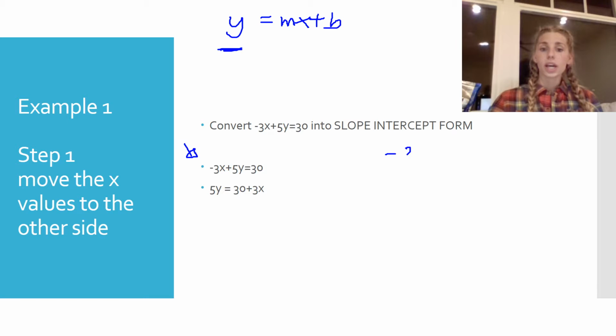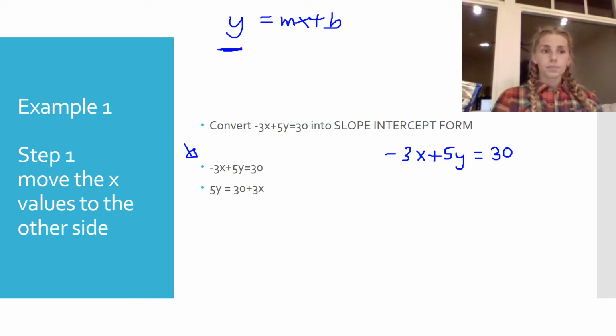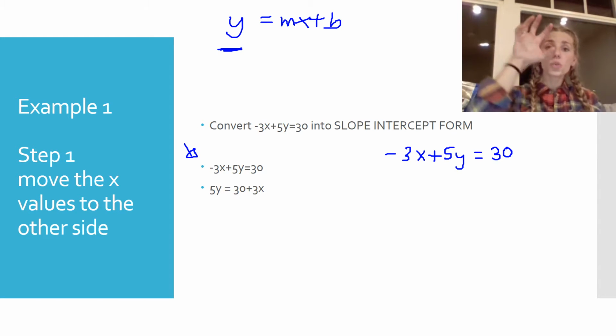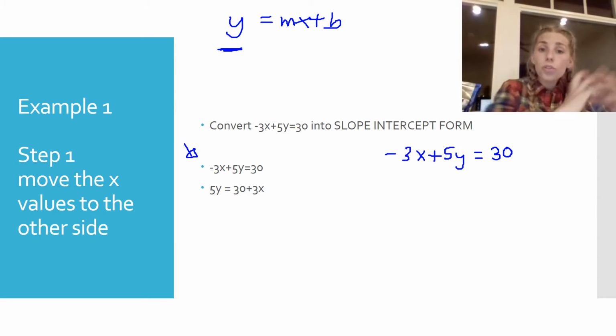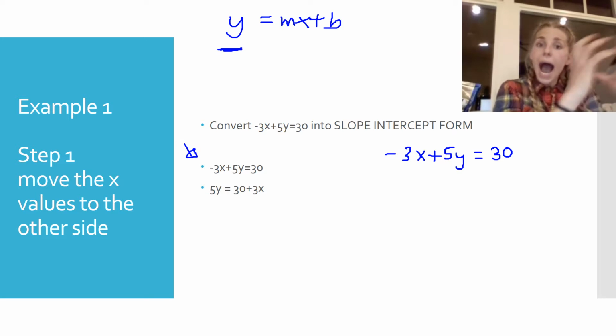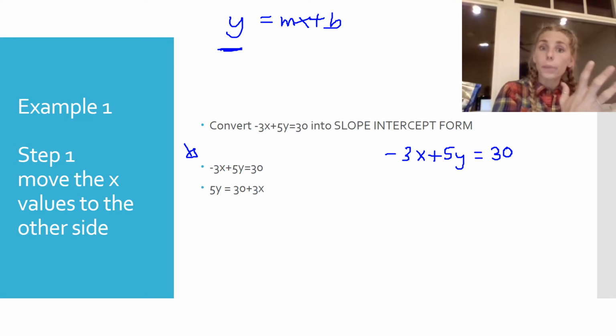So we have the equation negative 3x plus 5y equals 30. I want that y to be isolated. I want it to be all by itself, so I'm going to move that x onto the other side. And this is something that we did in Unit 2. Remember, when I have a negative 3x and I want to take that whole thing and move it onto the other side of my equation, I need to do the opposite. That's why it's called the opposite order of operations.